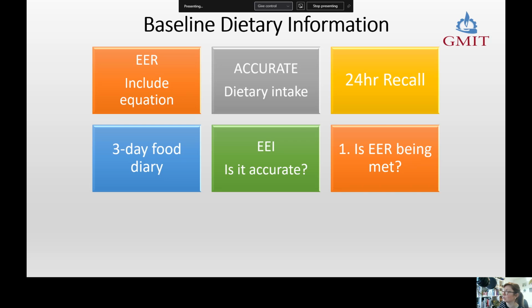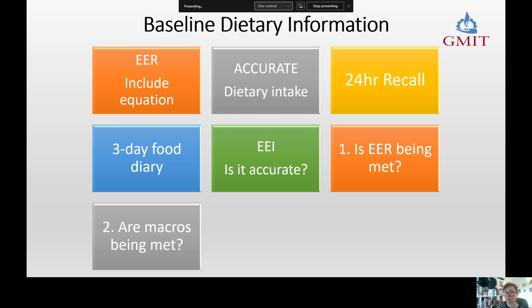So with that information, you're going to be asking the question, are estimated energy requirements being met? Are they meeting their calorie requirement? That is the number one, the bottom of the pyramid, the most important question that you ask first. If they're meeting their energy requirements, or if not, then we want to look at their macronutrients: fat, protein, and carbohydrate. Are they meeting the macronutrient requirements? The next thing we want to look at is their micronutrients. Particularly for young athletes, we probably want to look at iron and calcium.